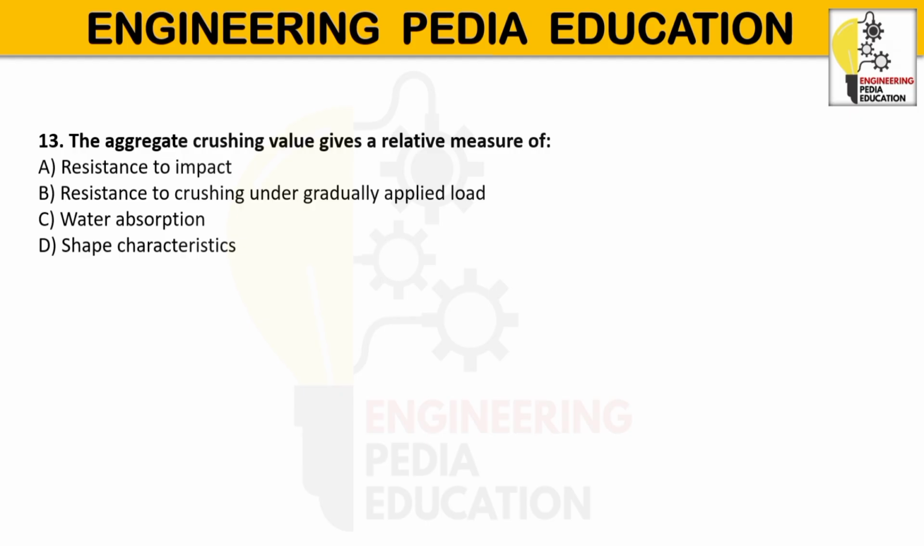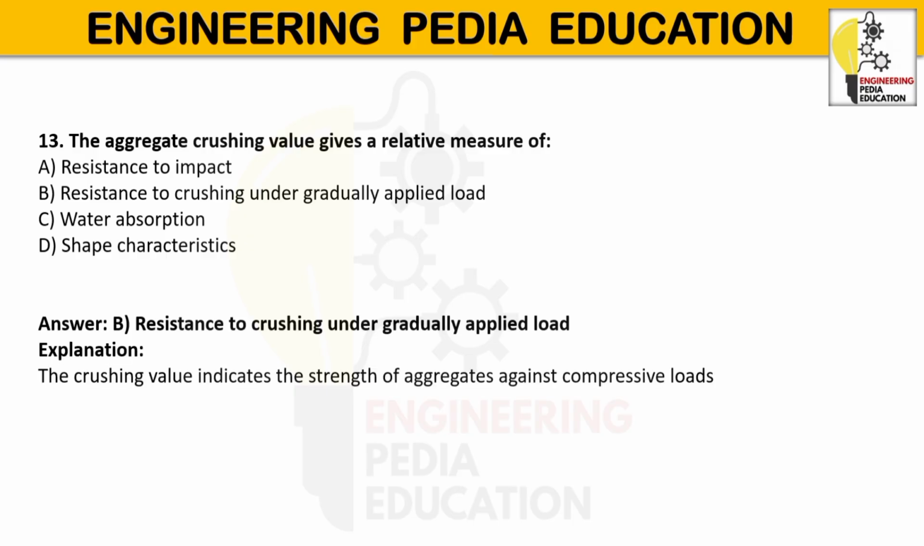The aggregate crushing value gives a relative measure of resistance to impact, resistance to crushing under gradually applied load, water absorption, shape of aggregate. The correct answer is resistance to crushing under gradually applied load, option B. The crushing value indicates the strength of aggregate against compressive load.